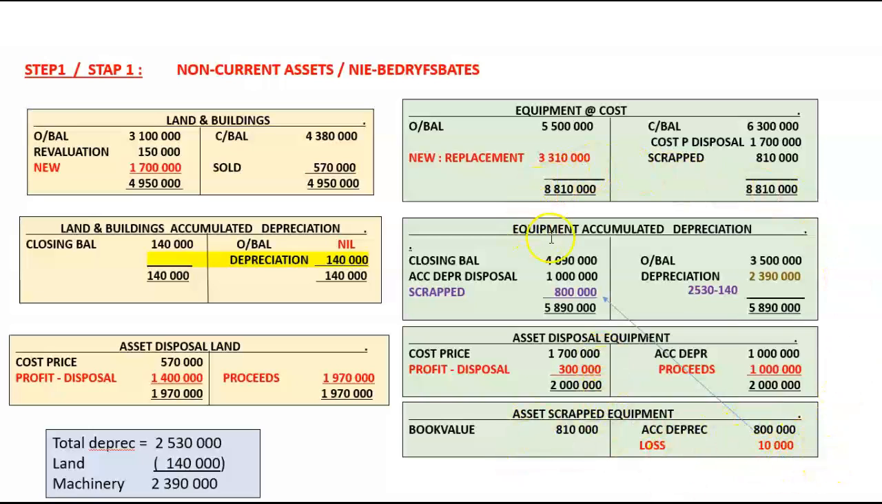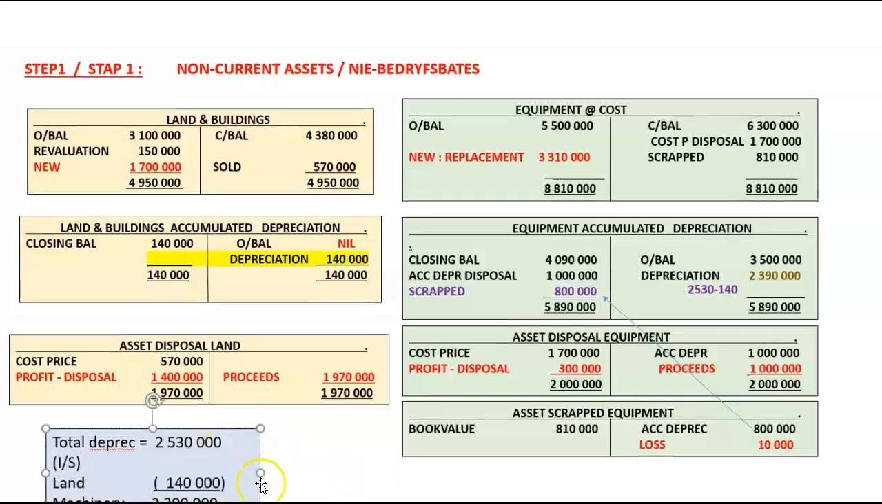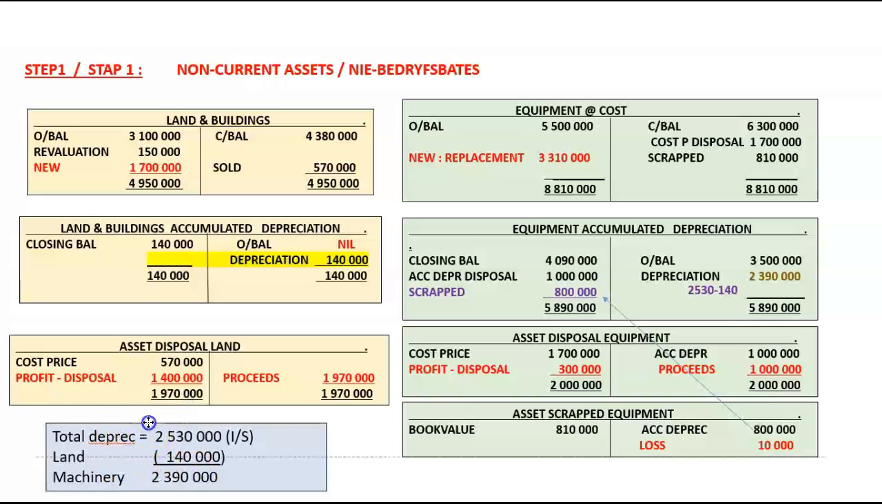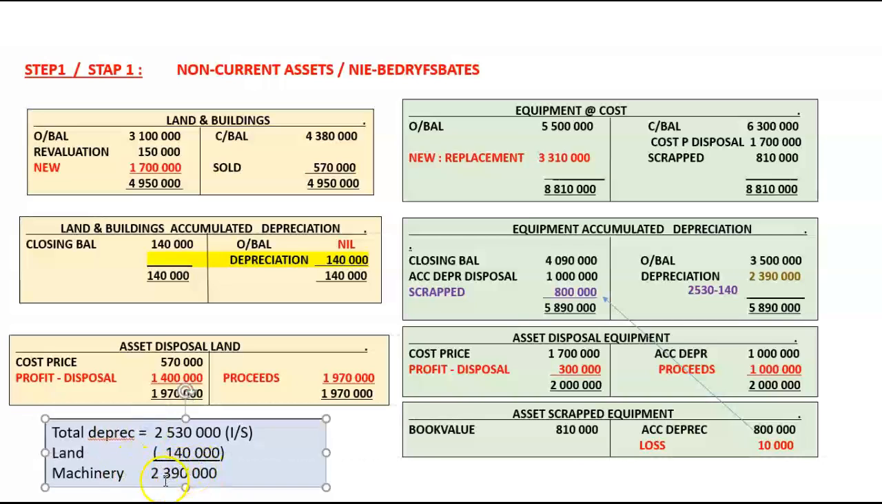Now let's go back to accumulated depreciation. In my accumulated depreciation account, we have just said that the total depreciation as per the income statement was 2,530,000. So we have worked out here that the machinery had depreciation of 2,390,000. So let's put that there.